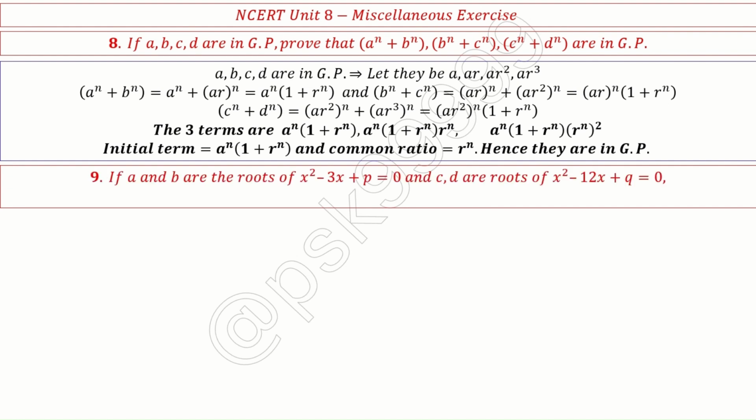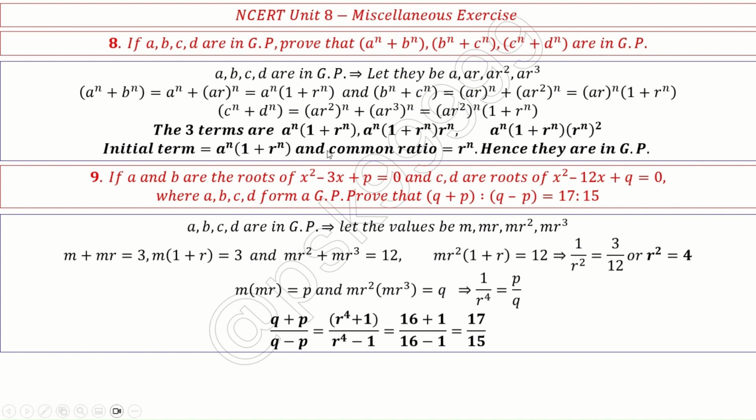If A, B are roots of x square minus 3x plus p equal to 0 and C, D are roots of x square minus 12x plus q equal to 0, where A, B, C, D are in a GP, then prove that this expression holds. Okay, this is very easy. You can prove it using componendo and dividendo. Okay, (q plus p) by (q minus p) we can actually get from q by p, right? So first get the value of q by p. How do you get it? A, B, C, D are in GP.